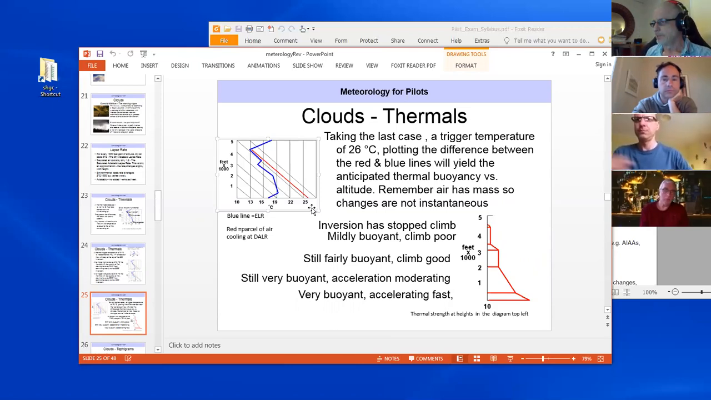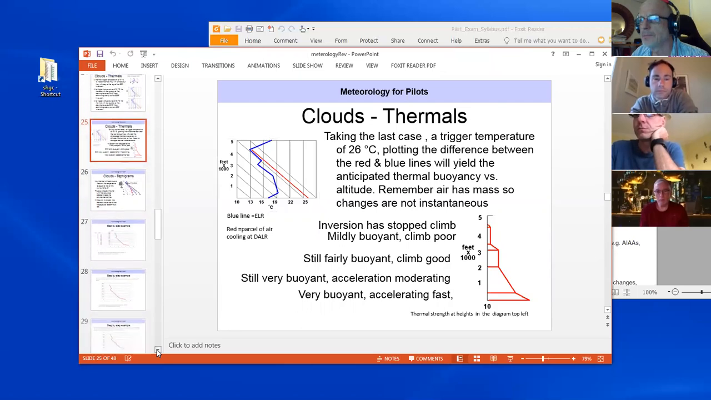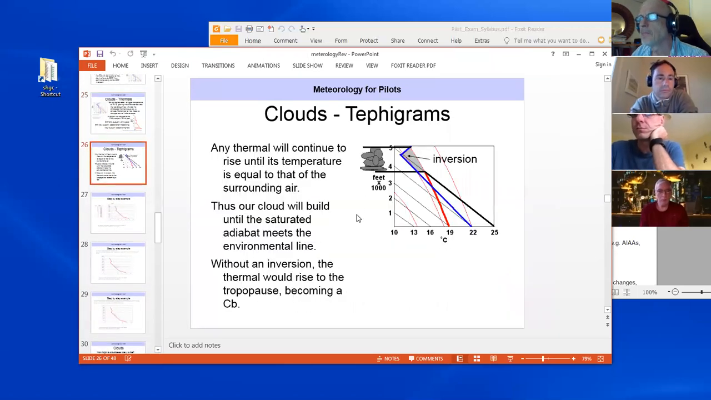If the air is significantly warmer, it will just go up quicker, and that's all it's saying. If we keep it that simple.